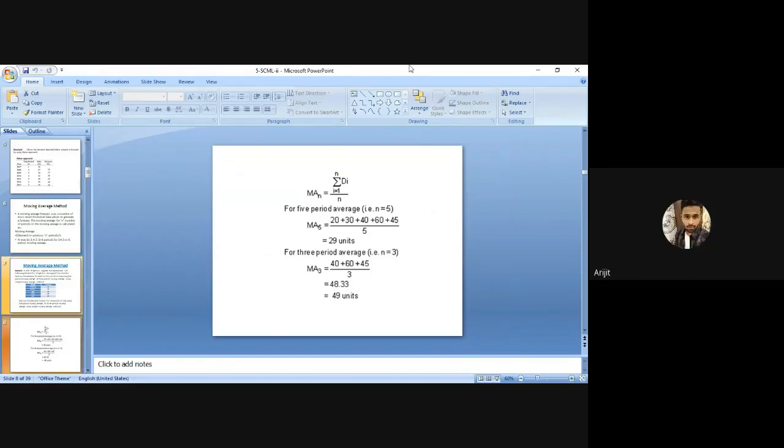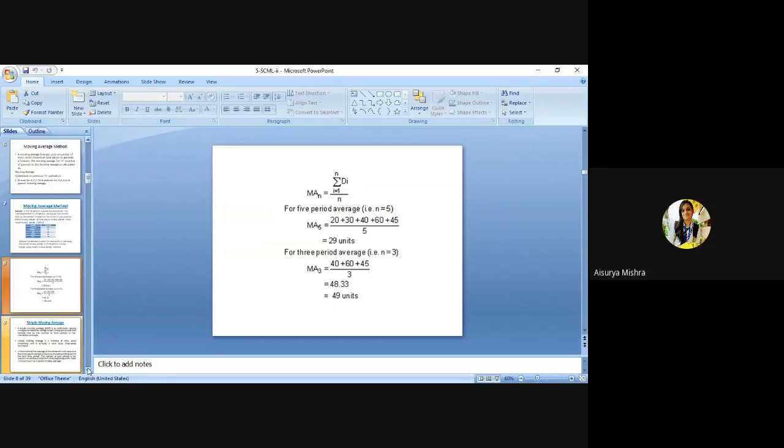Similarly, sir, 39. Hello, how much? 39, sir, 39. Okay, that is 39. And in case of 3 period moving average, just calculate. The total is 145 divided by 3. How much? 48.33. Okay, so 49. Fine. The first one is wrongly mentioned here, and the second one is correct.